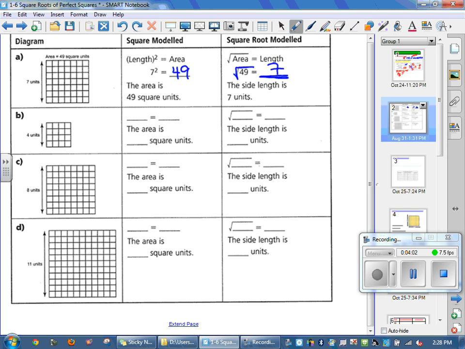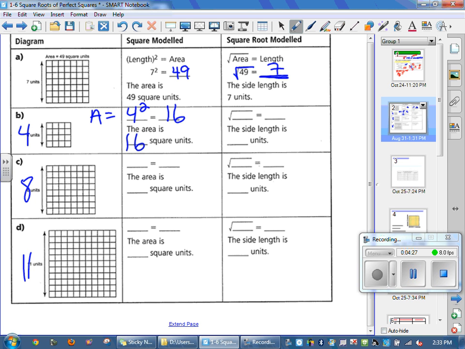I want you to practice on B, C, and D. Push pause, push play when you're ready. All right, let's see what you got for B. We know that our side length is 4, so area is 4 squared. 4 times 4 is going to give me 16. So I should have 16 little squares in there. It says the area is 16 square units.